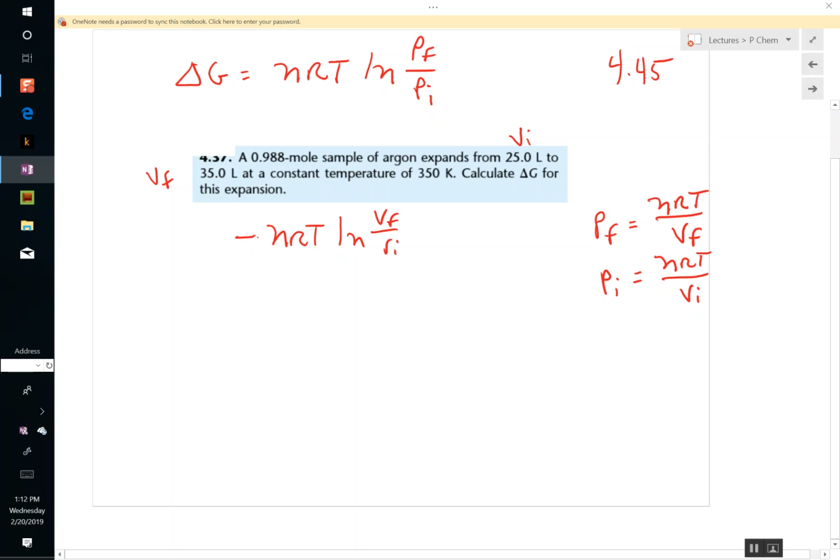It would be VF over VI. Or if you just plug into that equation, what you're going to get is nRT ln VI over VF. The volumes are just the inverse of what they are. So mathematically, same. I guess whatever you prefer, but I just substituted these things into there.